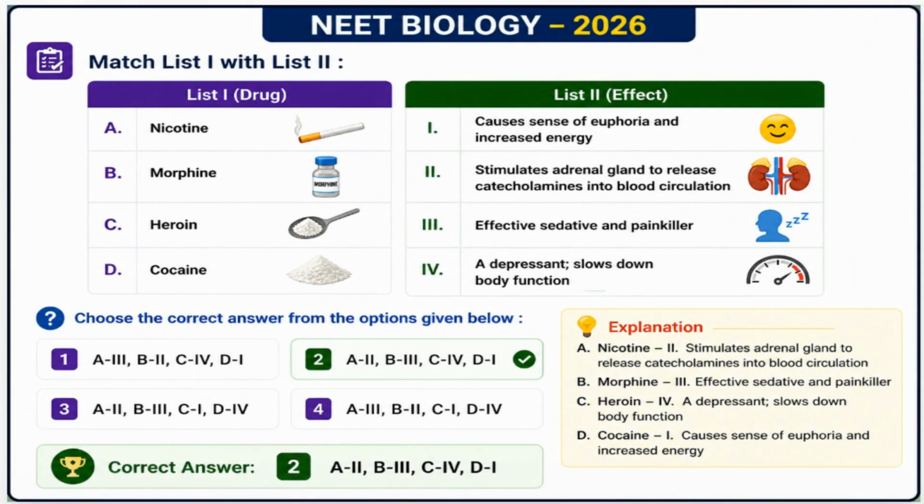Matching the drugs with their effects. Nicotine stimulates the adrenal gland. Morphine is an effective sedative and painkiller. Heroin is a depressant, slowing down body functions. Cocaine causes euphoria and increased energy. The correct match is option 2.